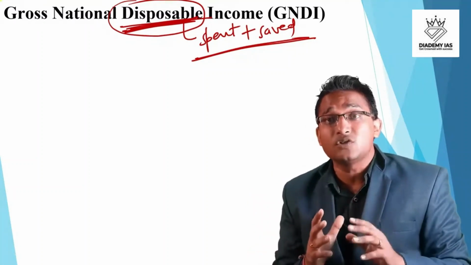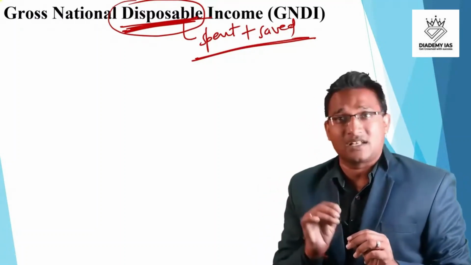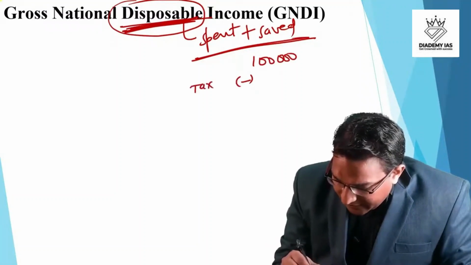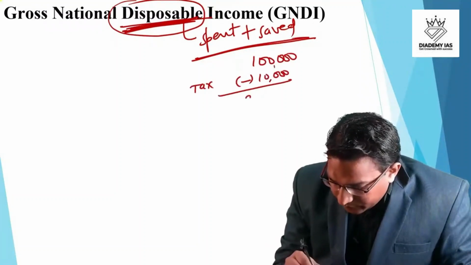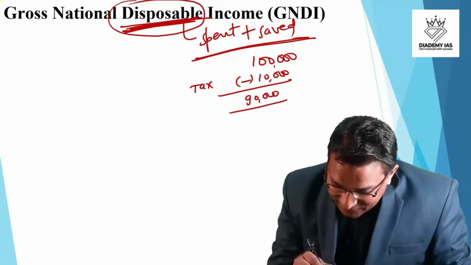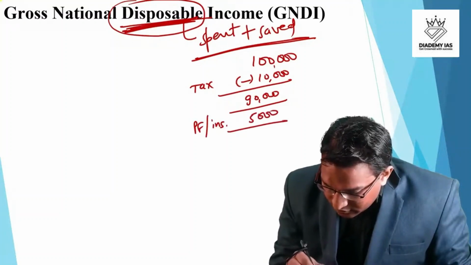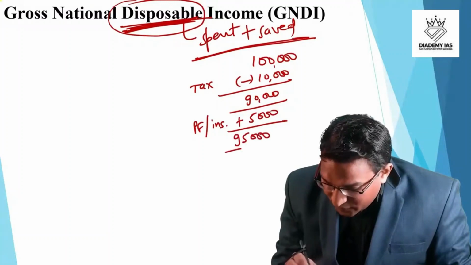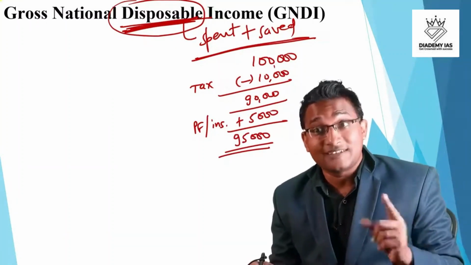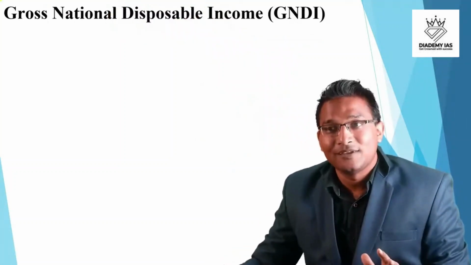How can it be less than or more than that? Because I am earning 1 lakh rupees, but I have to pay 10,000 rupees as income tax. So my disposable income is 90,000. However, at the same time, I get some amount from the PF or insurance. So this is my increase in the disposable income. So how much income can I spend or save? This is 95,000. So this is how disposable income is different from the national income.